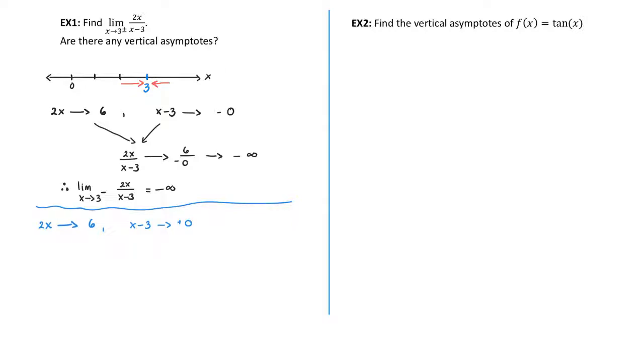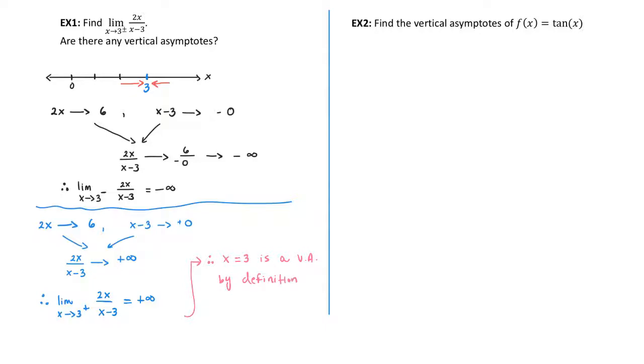And then when we put the numerator and denominator together, we have that 2x over x minus 3 is going to approach positive infinity. So the conclusion will be that the limit as x approaches 3 from the right of 2x over x minus 3 is going to be equal to positive infinity. So then, what is now our big conclusion? We are going to conclude that the line x equals 3 is indeed a vertical asymptote by definition.